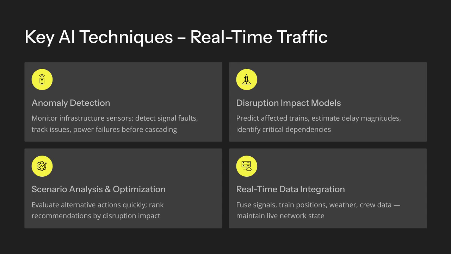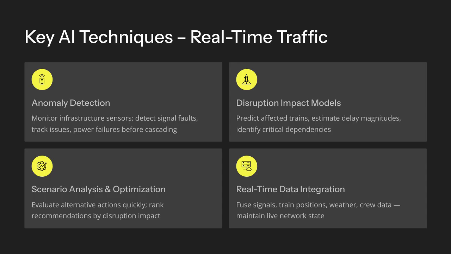The third technique is scenario analysis and optimization. This is where the AI evaluates what to actually do about it. Given the current disruption and network state, it generates multiple possible response actions. Reroute via an alternative line, delay certain services to give others priority, cancel low priority services, or some combination. Reroute this one, delay that one, cancel the other.